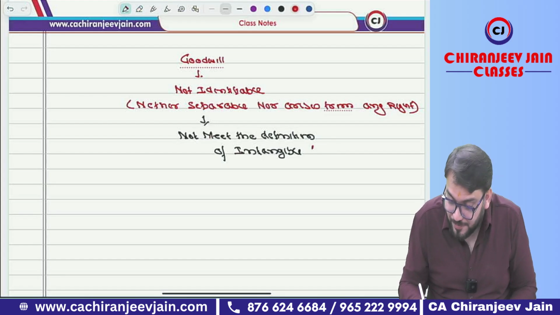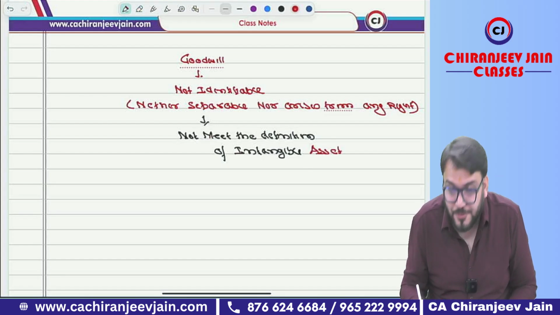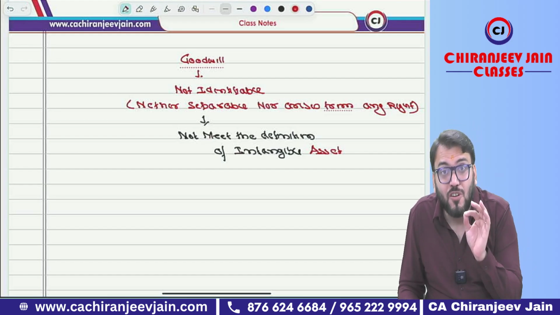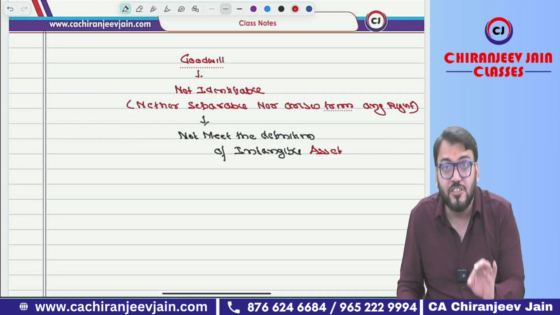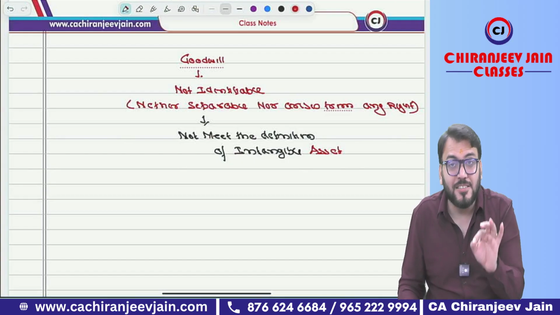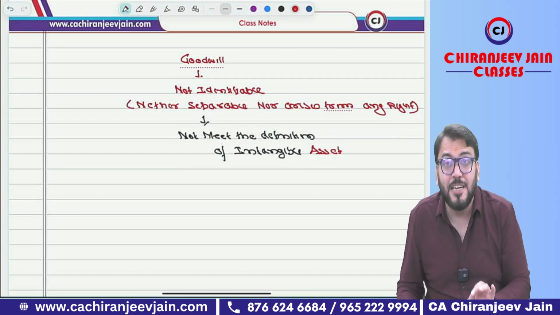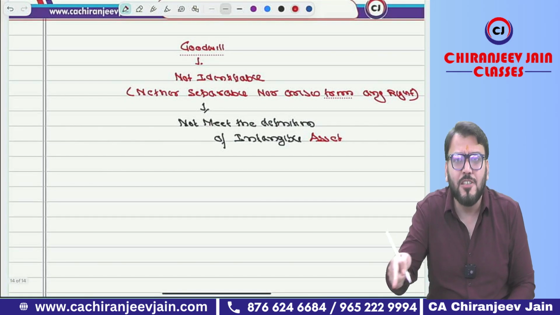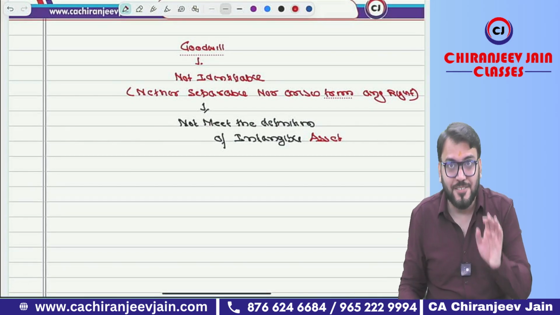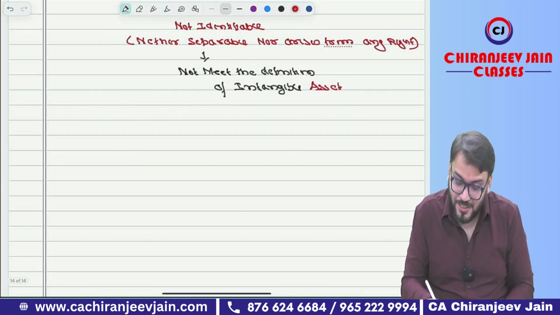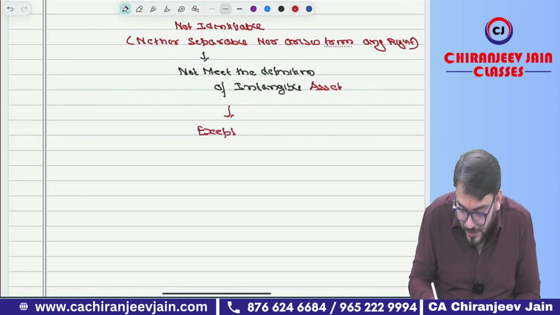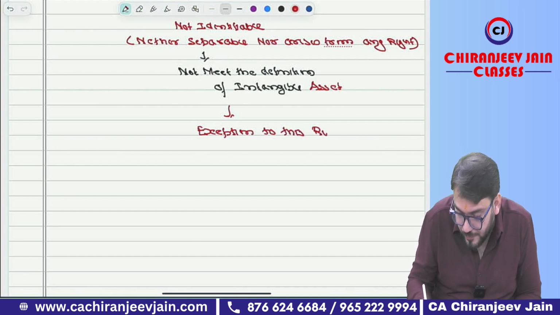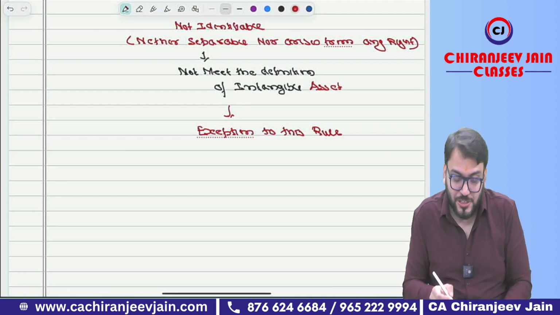Just try to understand. This is the concept. Whatever I am teaching, this is the concept. You should understand whatever I am teaching. As per definition given under AS26, goodwill is not an identifiable asset. Therefore, it will not meet the definition of intangible asset. Correct? Then why is goodwill shown in the balance sheet under intangible asset? So there is one exception to this rule. We have an exception to this.